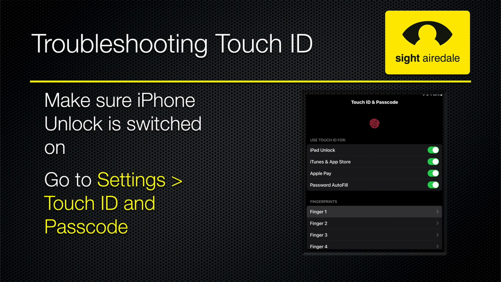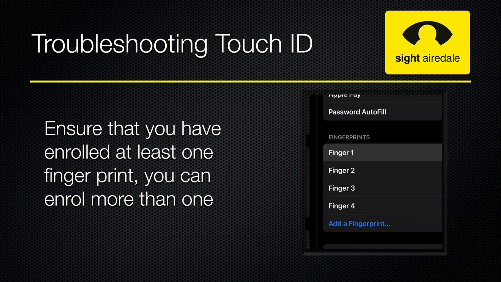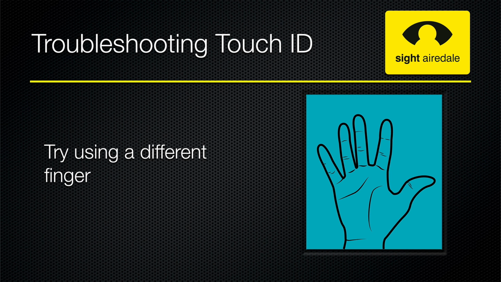Make sure that iPhone Unlock is switched on. You can check this by going into Settings and the Touch ID and Passcode menu. Ensure that you have enrolled at least one fingerprint, and you can enroll more than one. Try using a different finger.